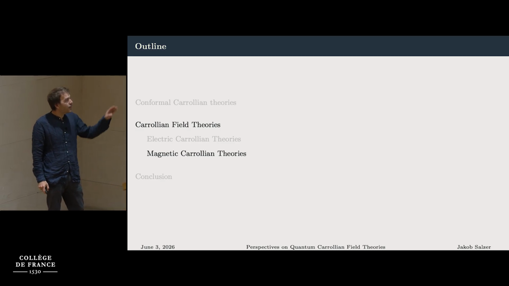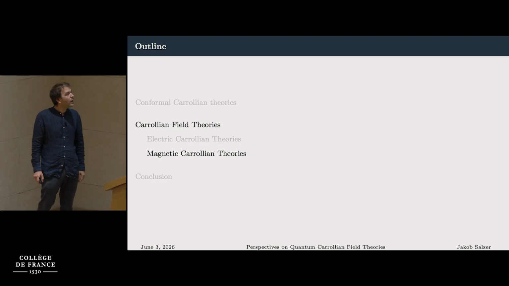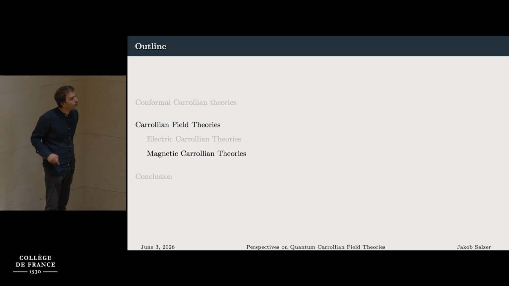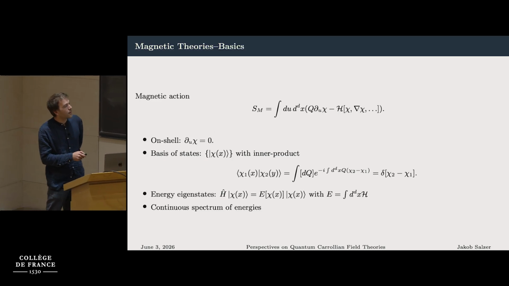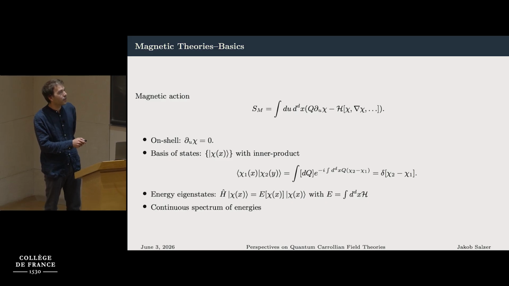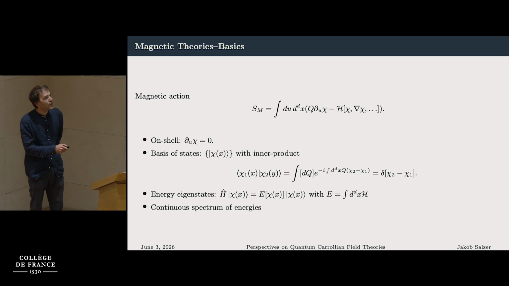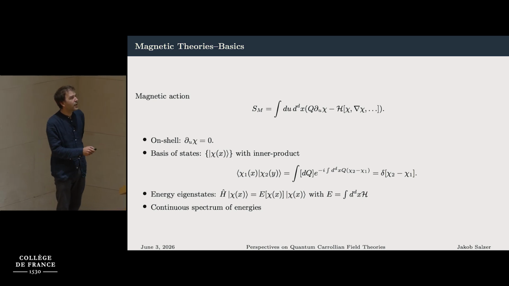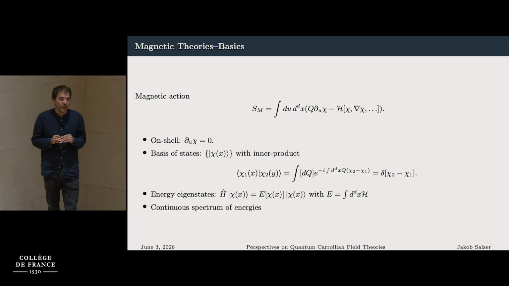So in the very end, I will provide you with some ideas how to proceed here. But let me now turn to the magnetic Carrollian theories. So what is the magnetic action? The magnetic action is just this, so this is pi chi dot, what I call pi, I call q now here. So this would be the momentum. Then times a Hamiltonian, which is completely independent of the momenta, so it's independent of q. Since it's independent of q, you see that on shell, if I vary with respect to q, the chi's are constant, right? So the chi's are constants of motion.